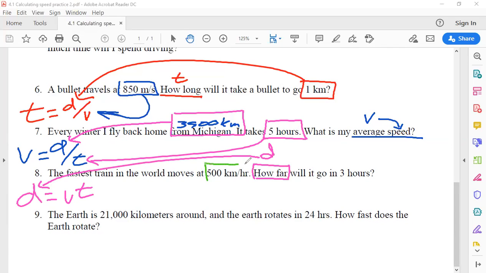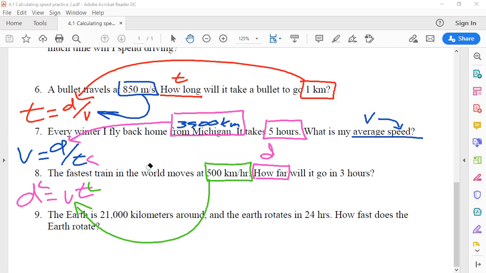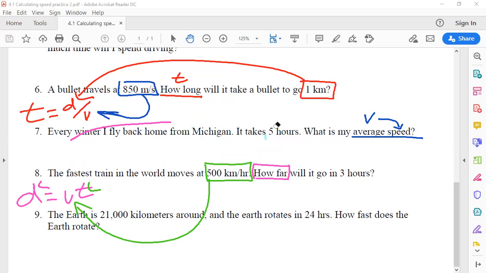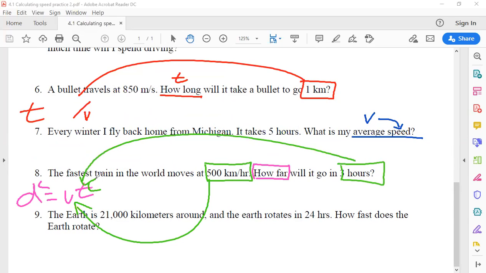Velocity, 500 kilometers per hour. The time, that's 3 hours. It is right there. This is a mess on my page, so I'm going to clean some stuff up here. Time. Right here. Makes sense?